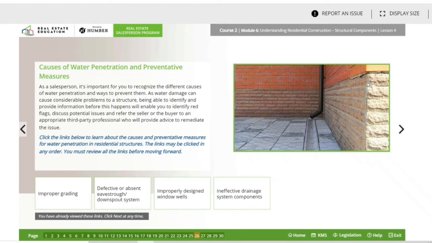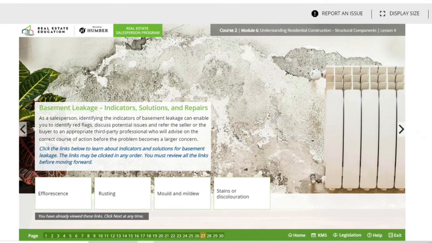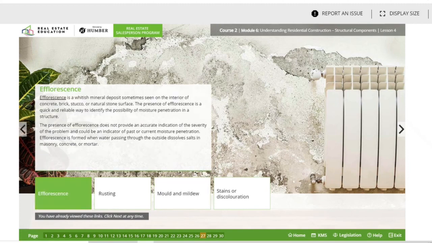Water penetration causes are improper grading, defective or absent eavestrough or downspout systems, improperly designed window wells, ineffective drainage systems. Basement leakage indicators, solutions and repairs. Efflorescence. It's the whitish material. We've talked about this.